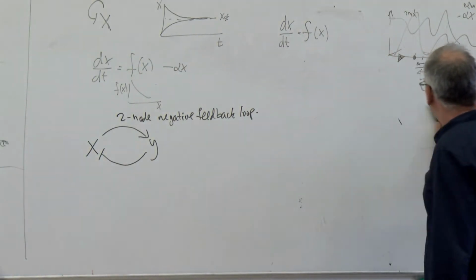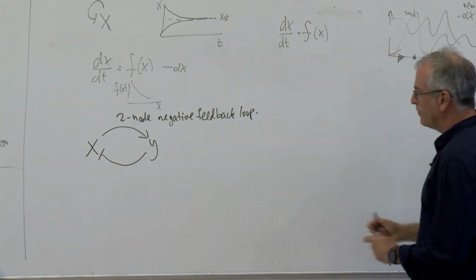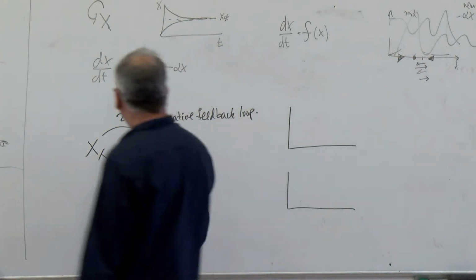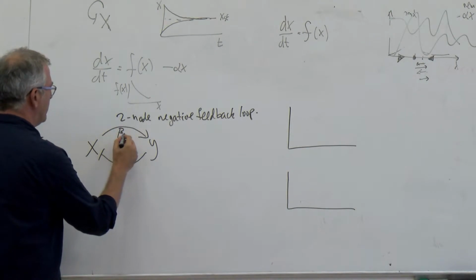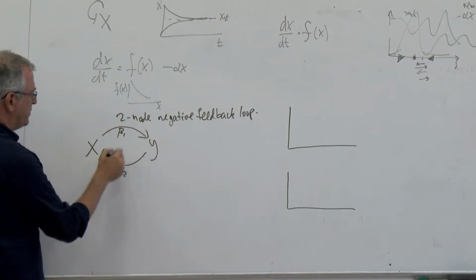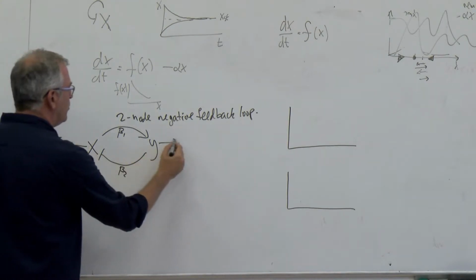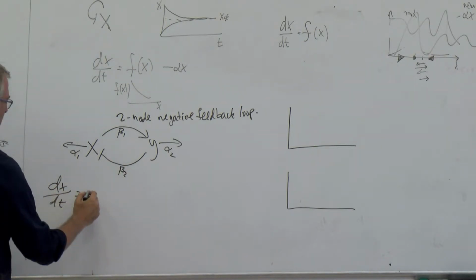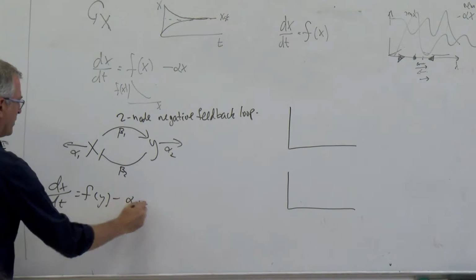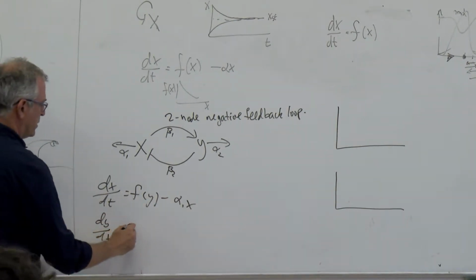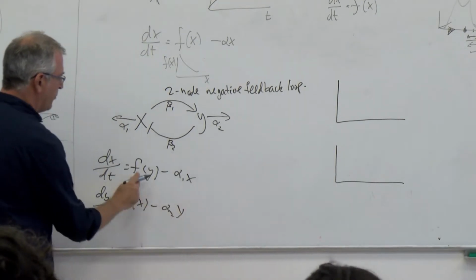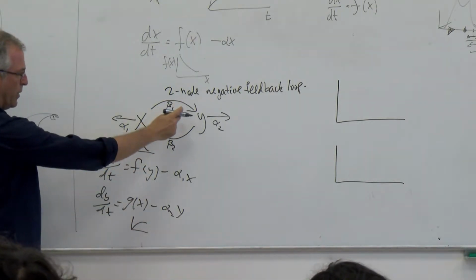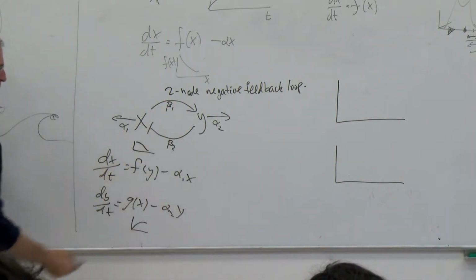And now we solve these equations, and we discover the following situation. Now it depends a lot on the parameters. So I'm going to put some parameters on these arrows. I'll call this beta 1 and beta 2. These will be the feedback strengths. And then we have the removal rates, alpha 1 and alpha 2. So we're thinking something like dx/dt equals f of y minus alpha 1 x, and dy/dt equals g of x minus alpha 2 y, where f of y is a decreasing function and g of x is an increasing function because there's an activation and an inhibition arrow. And these are the removal rates.